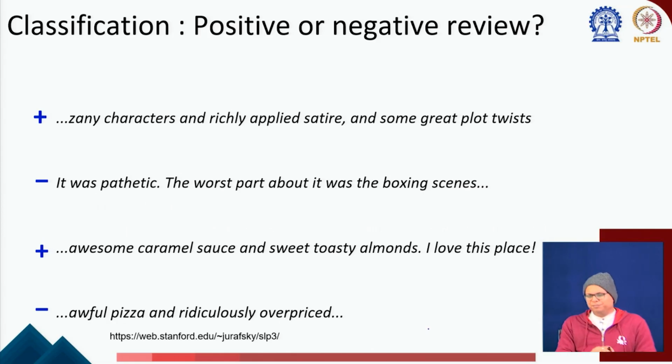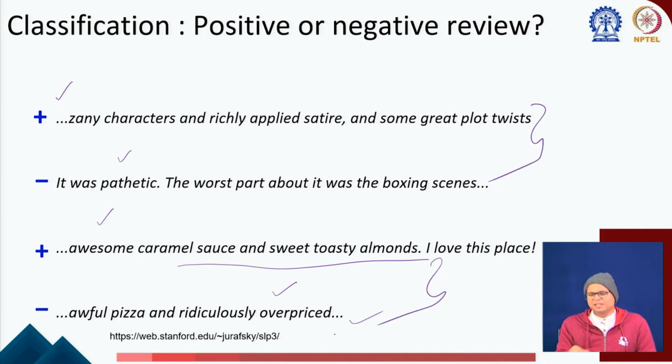A very popular example from classification is sentiment analysis, where you are given user generated data, maybe reviews, and you have to find out whether they are positive or negative. Here you are seeing some examples of reviews, and you are told this is a positive review, negative review, positive review, negative. They can be movie reviews, or reviews about a restaurant and so on. So you have a plus or minus sentiment associated with each.